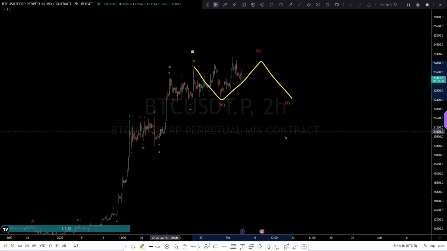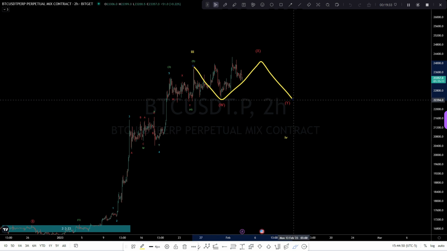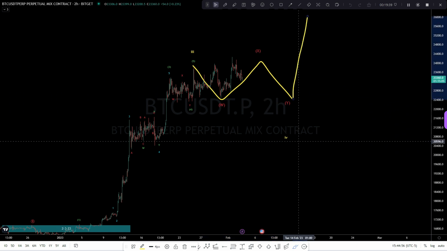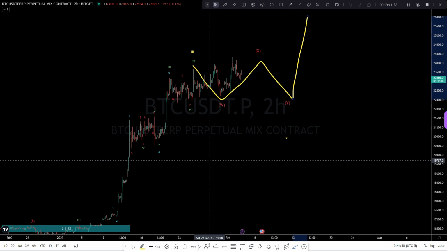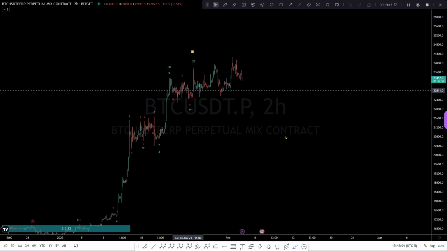But the point is, no matter how it happens, or no matter how wave 4 is finished, you still need a 5. And it's probably going to be an extended 5, because the larger degree has not been extended yet. Does it have to be extended? No, certainly doesn't have to be extended.